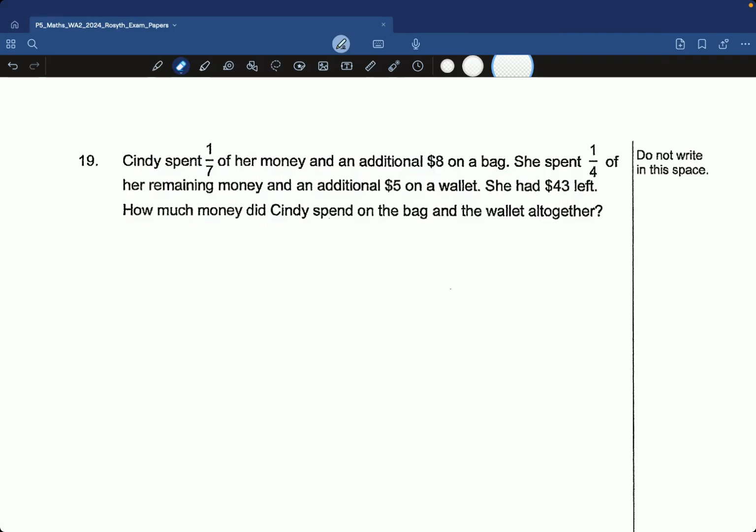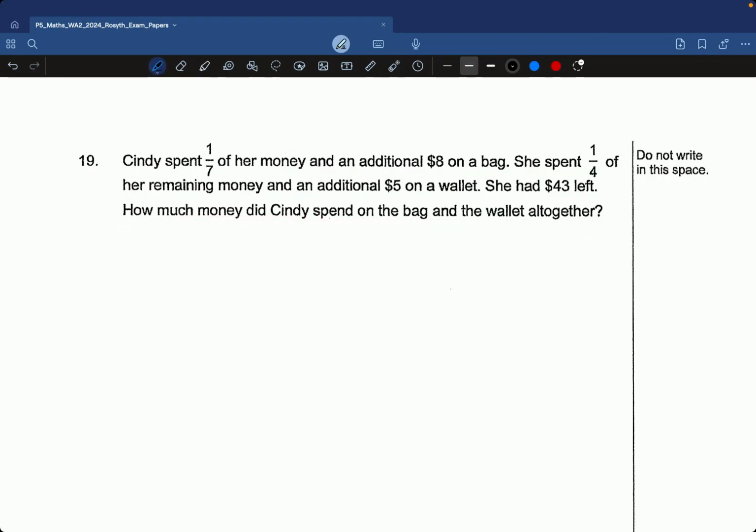All right, question 19. Cindy spends 1/7 of her money and an additional $8 on a bag. She spent 1/4 of her remaining money and an additional $5 on a wallet. She had $43 left. How much money did Cindy spend on the bag and wallet together?